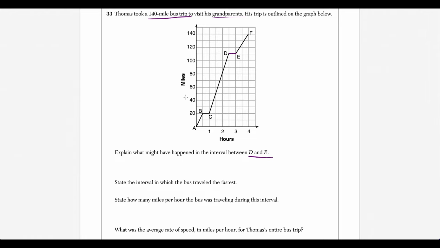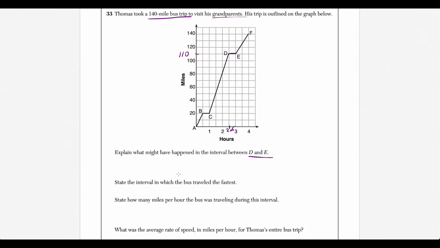Well, notice here, the y-axis represents how many miles are covered, and the x-axis is covering how many hours it takes. So notice here that in this space here, this is the 110-mile mark, that for the length of this distance here, this is between 2 and 3, this would be 2.5, that from 2.5 to 3 hours, the bus is not moving at all.